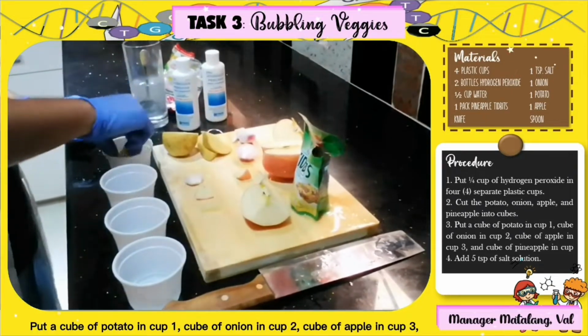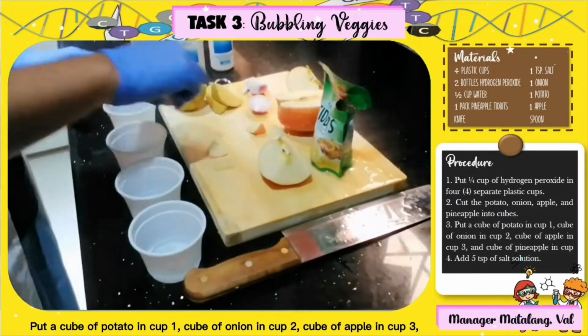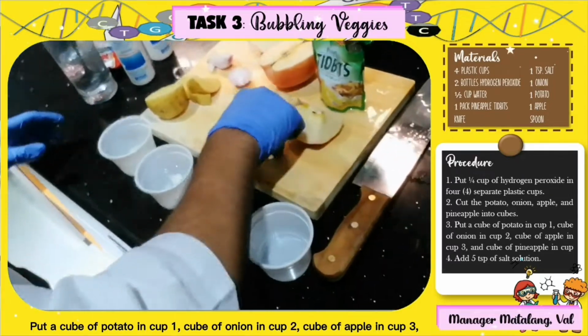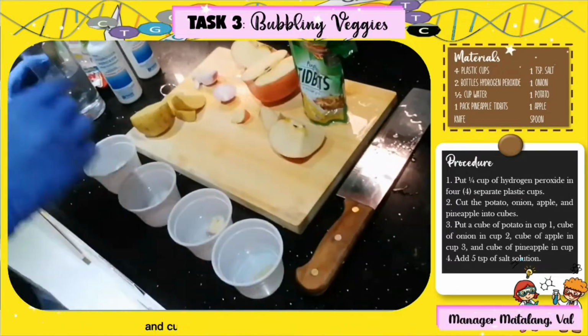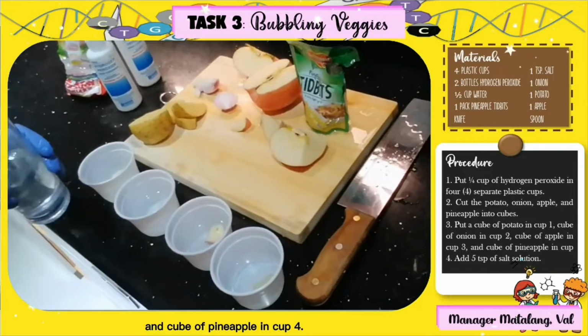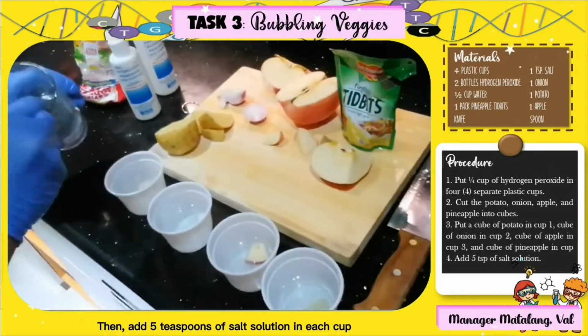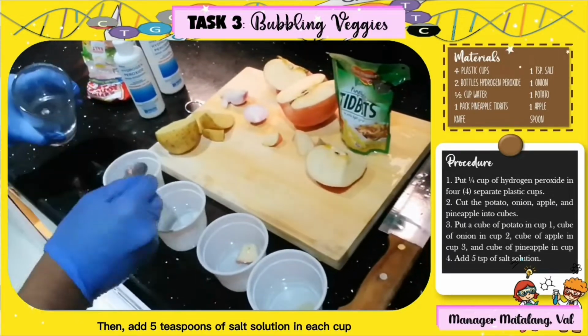Put a cube of potato in cup 1, cube of onion in cup 2, cube of apple in cup 3, and cube of pineapple in cup 4. Then, add 5 teaspoons of salt solution in each cup.